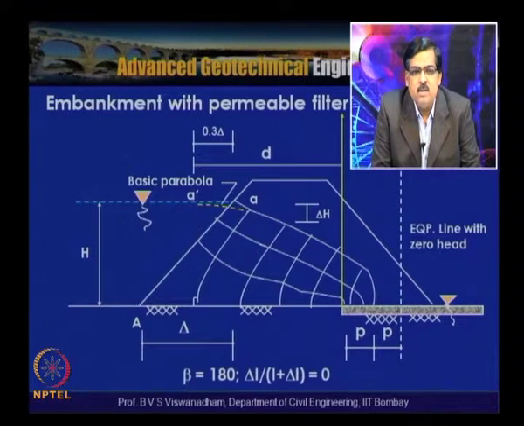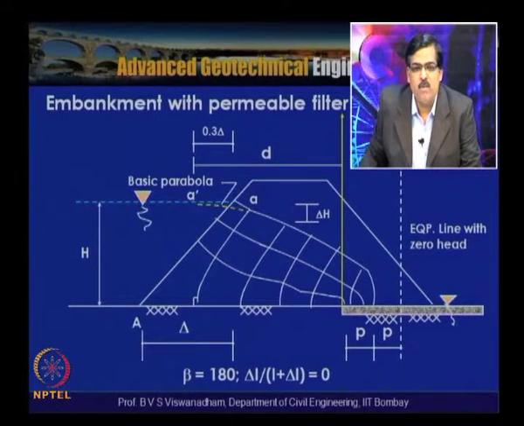In this example, the embankment dam with permeable filter construction is shown, wherein, as suggested by Casagrande, the basic parabola is assumed to start at 0.3 delta. The delta is the distance from this point to this point, and beta is equal to 180 degrees, and with beta equal to 180 degrees, delta L by L plus delta L is equal to 0. Here, this is what I was telling about the delta H, these are the drops, and this is the equipotential line with 0 head.